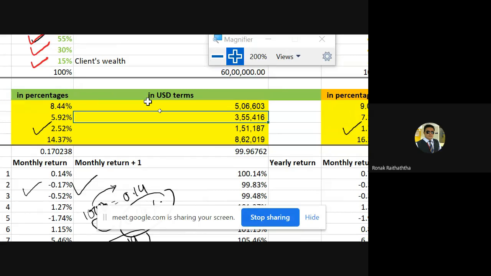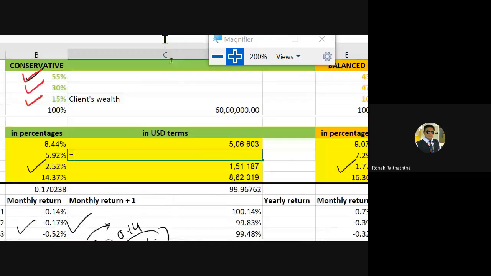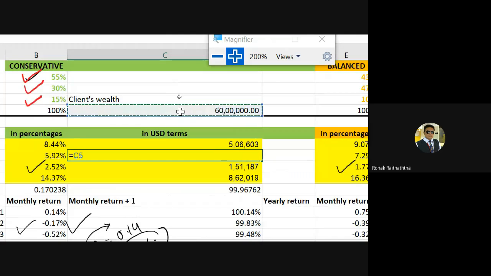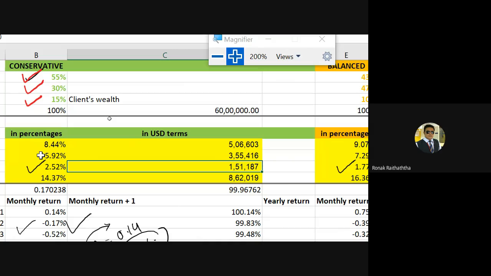Now again doing equal to 60 lakhs multiplied by 5.92%. So I have got the standard deviation now in rupee terms. तो मेरे पोर्टफोलियो में हर साल का मैं स्टैंडर्ड डेविएशन 3,55,414 रुपए का एक्सपेक्ट कर सकता हूं, वोलेटिलिटी ऑन एन एवरेज बेसिस.